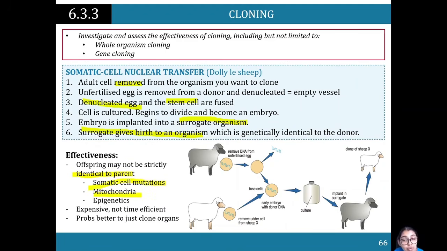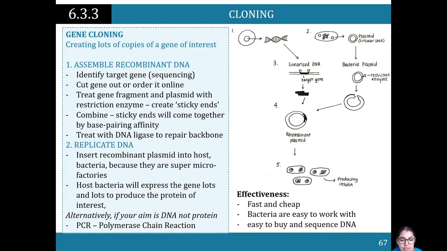There can be mitochondrial mutations as well, because the mitochondria has its own genetic information, and epigenetics is also part of it. It is an expensive process, and it's not time efficient, and it is better to just clone the organs of an animal rather than to clone the whole organism itself.